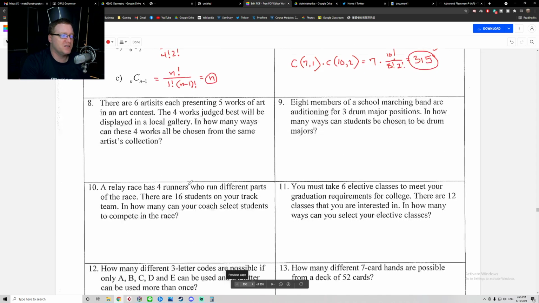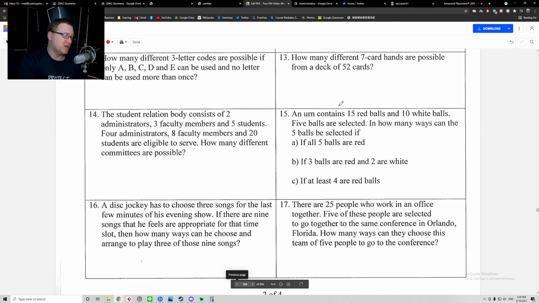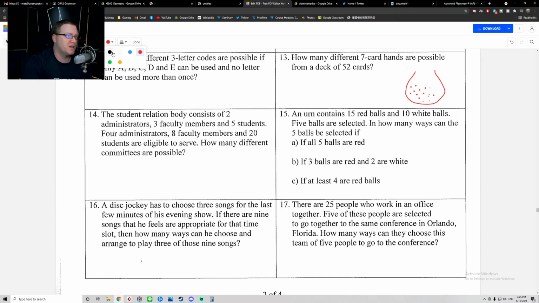All right, let's do one more. Actually, we're going to skip down to this one. An urn contains 15 red balls and 10 white balls. So we have an urn. It's kind of like a bottle or something like that. Inside there are 1, 2, 3, 4, 5, 6, 7, 8, 9, 10, 11, 12, 13, 14, 15 red balls, and I'll use black for white. There's 1, 2, 3, 4, 5, 6, 7, 8, 9, 10 of the white balls.